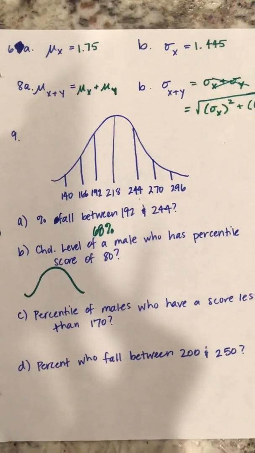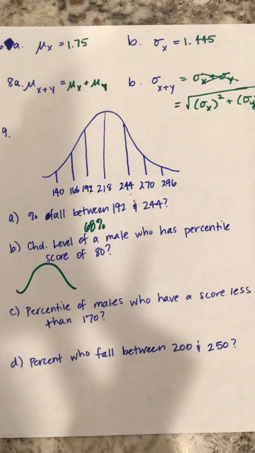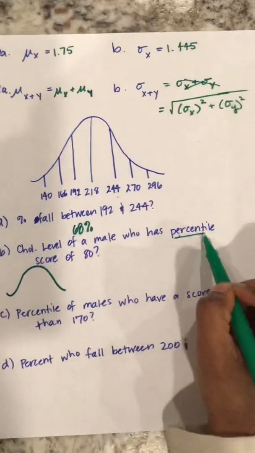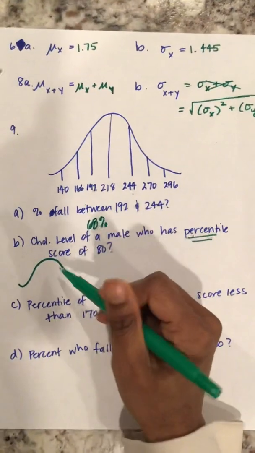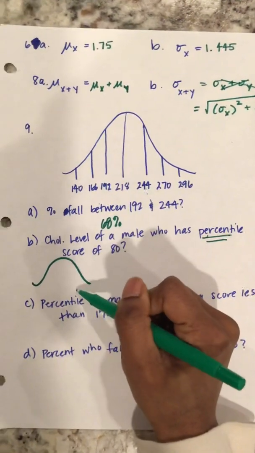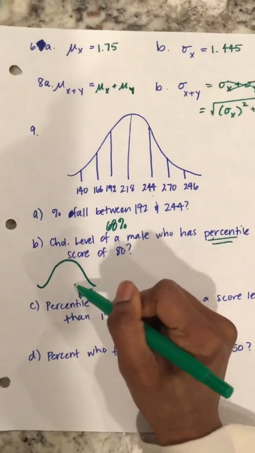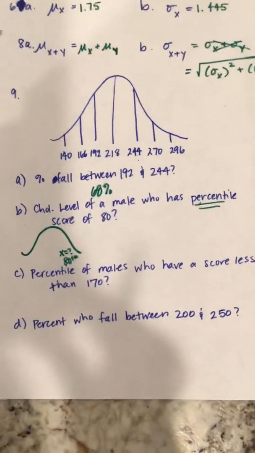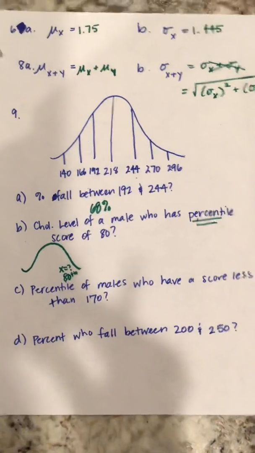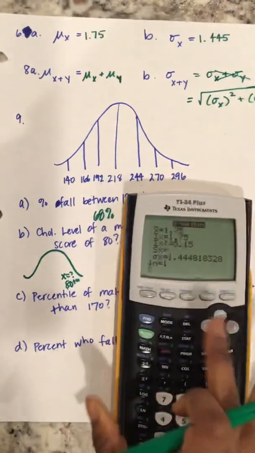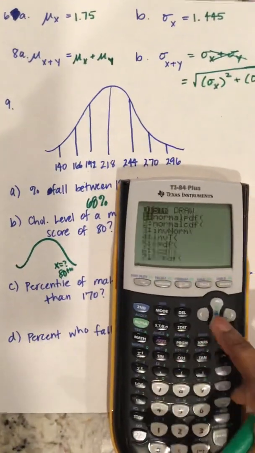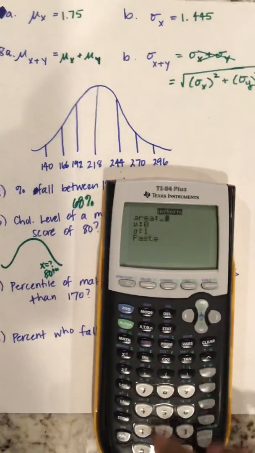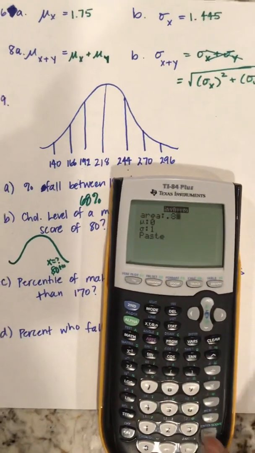All right, so part B asks for the cholesterol level of a male whose percentile score is 80. So because we know a percentile, right? They want to know they're at the 80th percentile over here. What would this score be? If you remember from our previous videos, in order to find the score, we're actually going to use our calculator and do the inverse option, which is number 3. And anytime you know a percentile, you're going to type that in. So in this case, it would be 0.8.